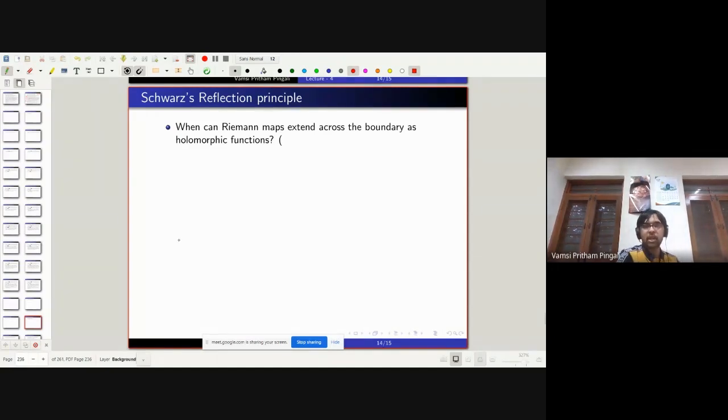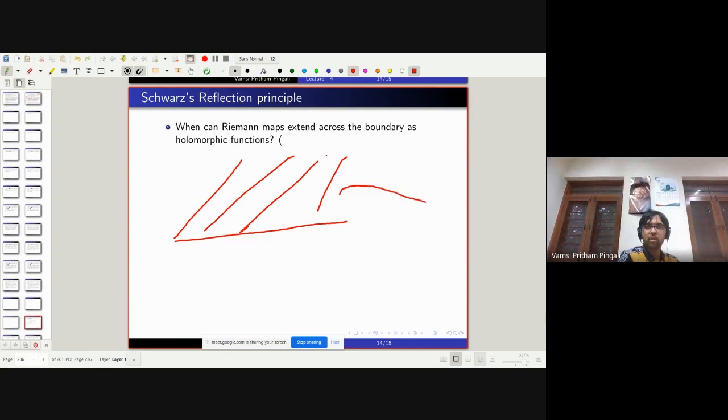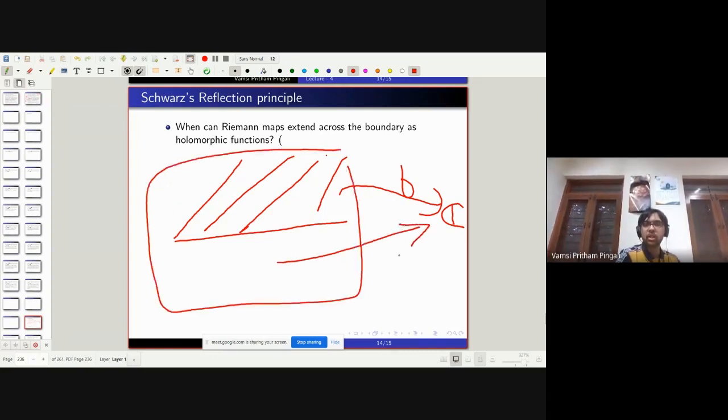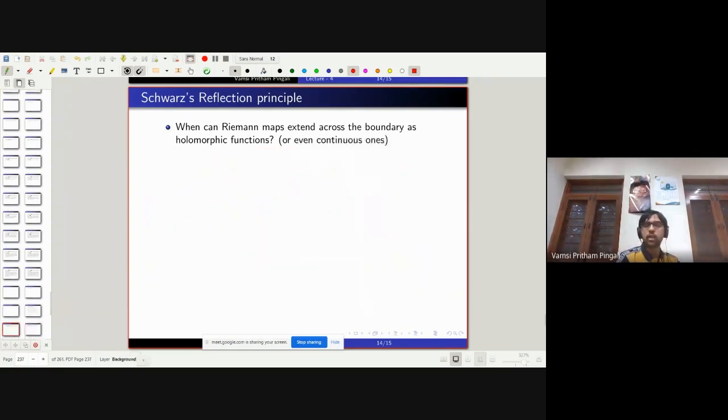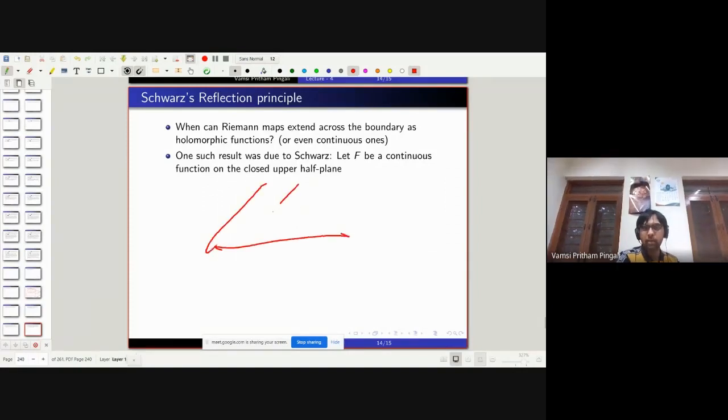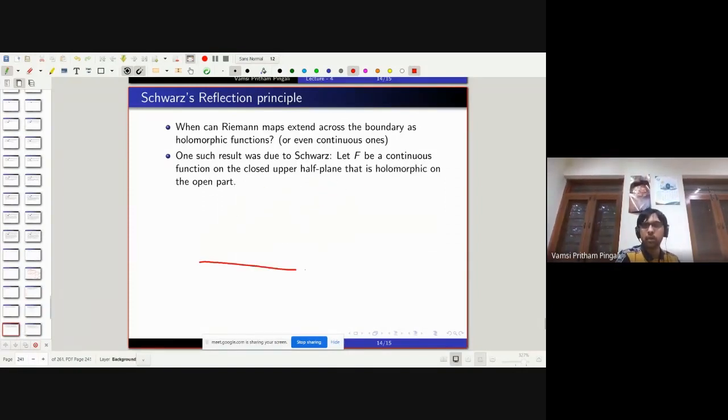Suppose I have, let's take a very simple case, the upper half plane and I have a holomorphic function from there to C. Can I find a holomorphic function on all of the plane to C that extends this? That means, can I find a new function which, when restricted to the upper half plane, equals f, and here it is somewhere else? Can I always do this? The answer is no, you can't always do it. But Schwartz's reflection principle says that if you have a continuous function on the closed upper half plane, such that it is holomorphic, it is analytic here, and it is continuous till this part.